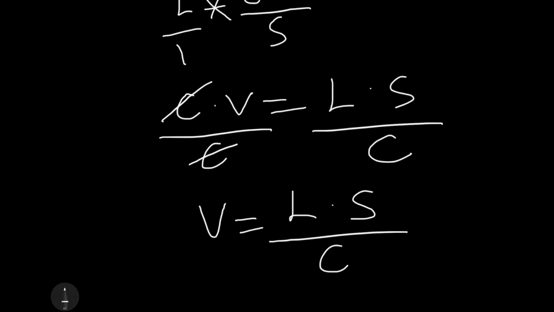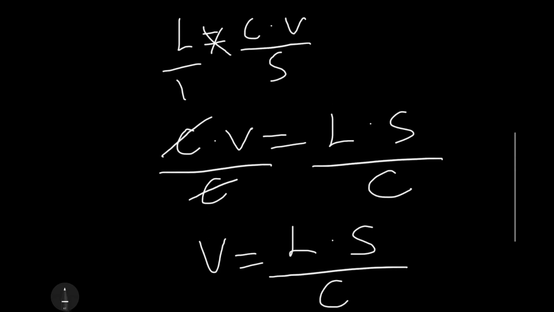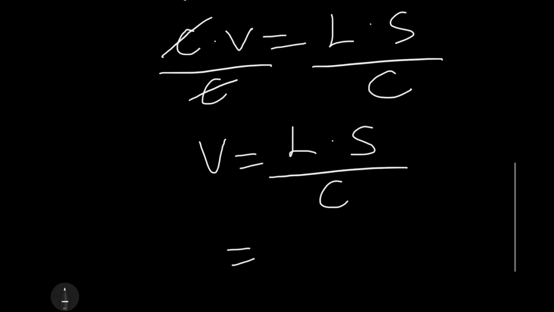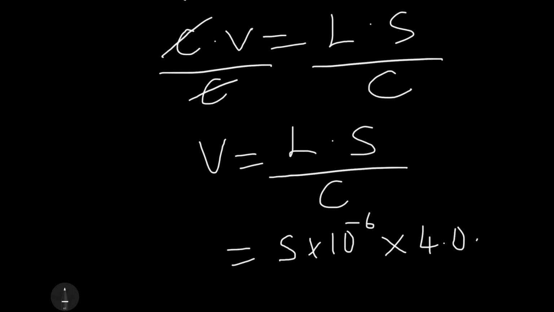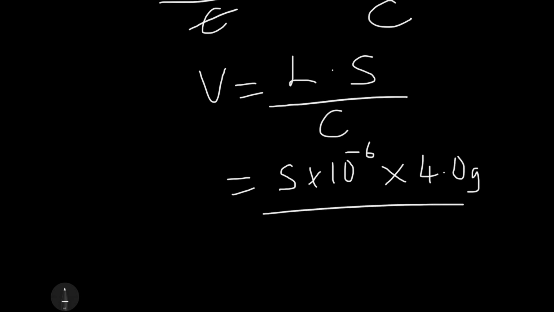All right, so our limit we already have, which is 5 times 10 to the power negative 6, which is 5 parts per million, multiplied by 4.0, and this one is in grams. Divided by the concentration, which is 10 micrograms per millimeter.